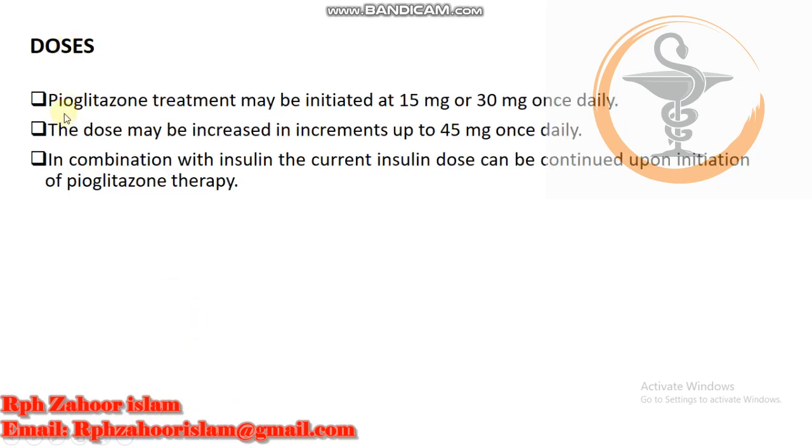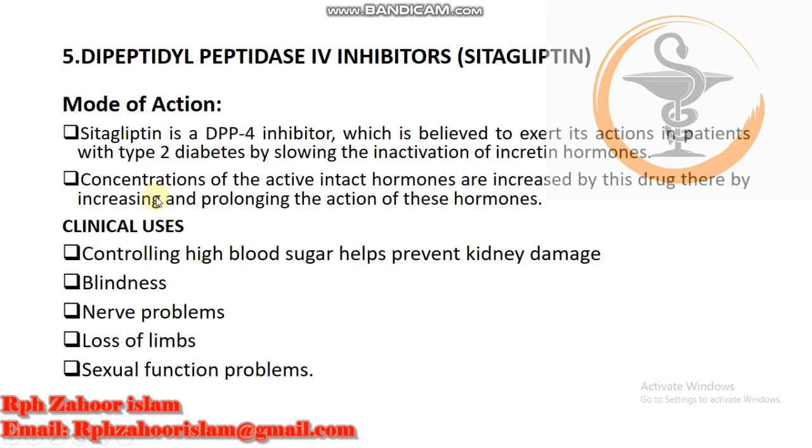Now these are the doses. Glitazone treatment may be initiated at 15 mg or 30 mg once daily. The dose may be increased in increments up to 45 mg once daily in combination with insulin. The current insulin dose can be continued upon initiation of glitazone therapy.